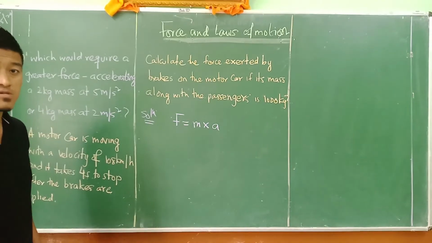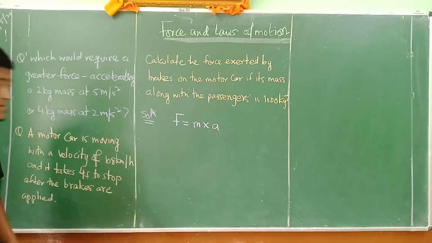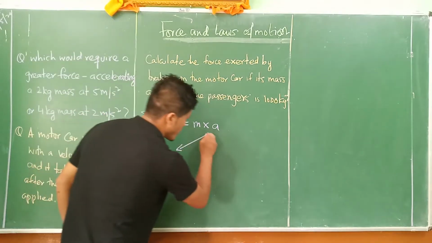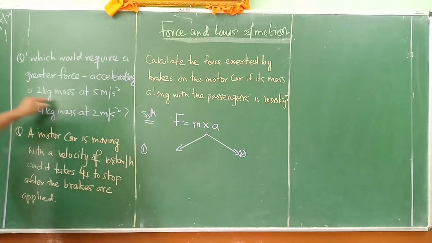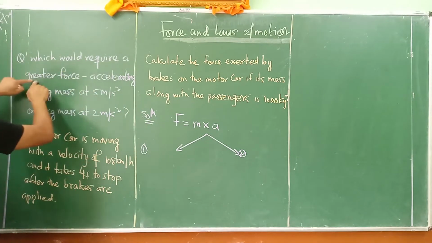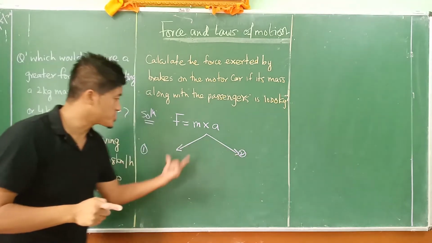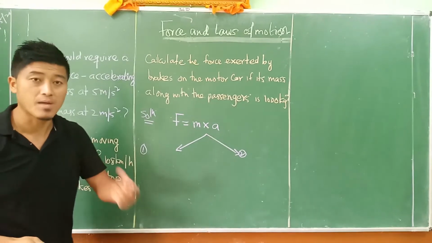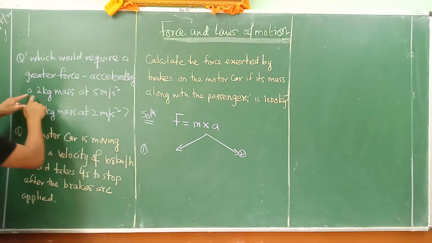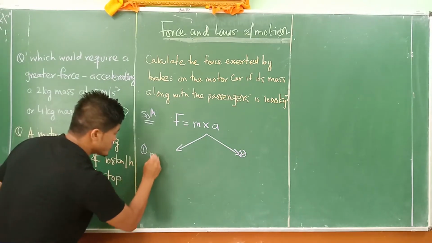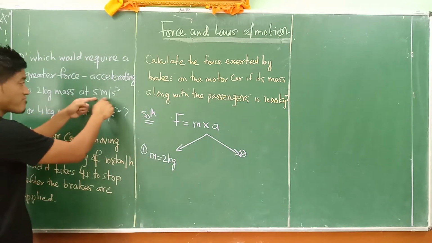We knew this, right? In this question, they have given you two different situations: situation number 1 and situation number 2. You have to calculate in which case you have to apply more force. Now let's have a look. Situation number 1, accelerating a 2 kg mass. They have given mass is equal to 2 kg at 5 meter per second square.